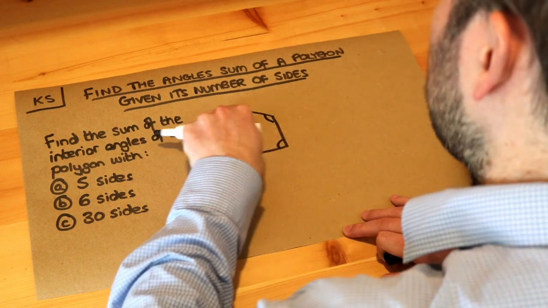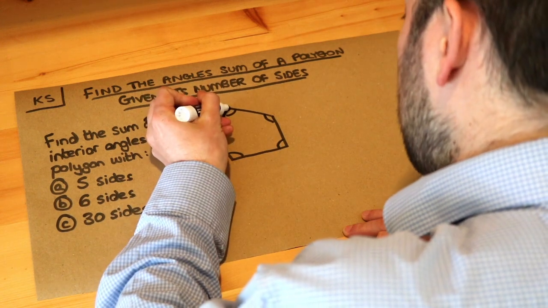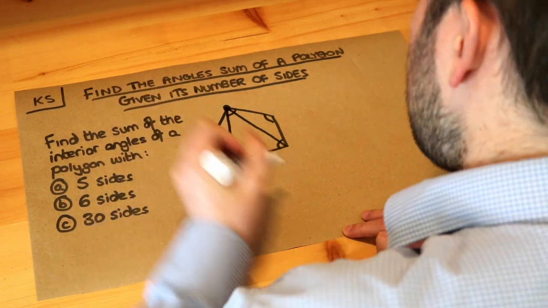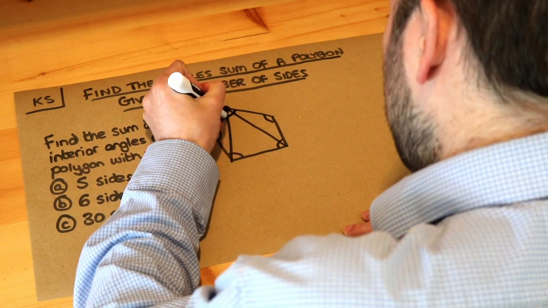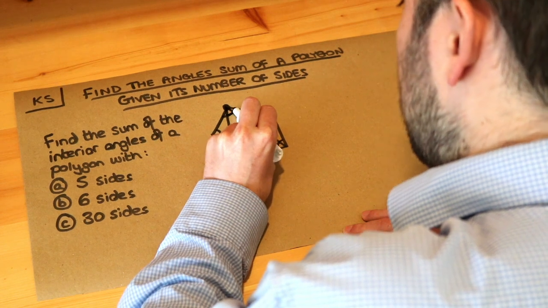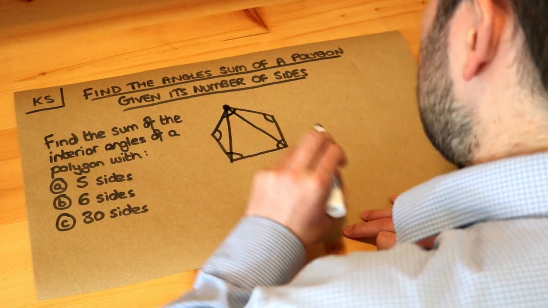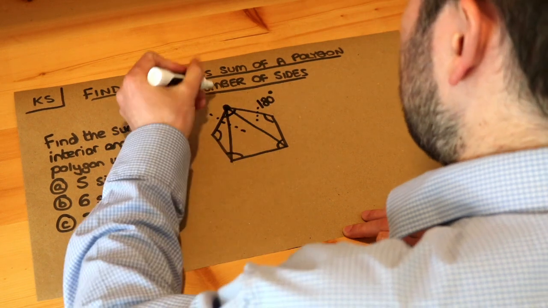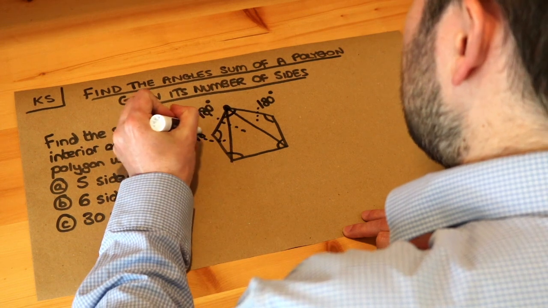And the way you do it is to divide your shape. If you take one point here, you divide it into triangles. So if I draw a line to this vertex here, this corner, and a line to this vertex here, can you see I've now got 1, 2, 3 triangles? And if I think about all the angles in these triangles, I've got this angle here, plus this angle, plus this angle. I know those angles add to 180 degrees. So I know the sum of the angles in this triangle is 180 degrees. The sum of the angles in this middle triangle is also 180 degrees. And the sum of the angles in this triangle here is 180 degrees.